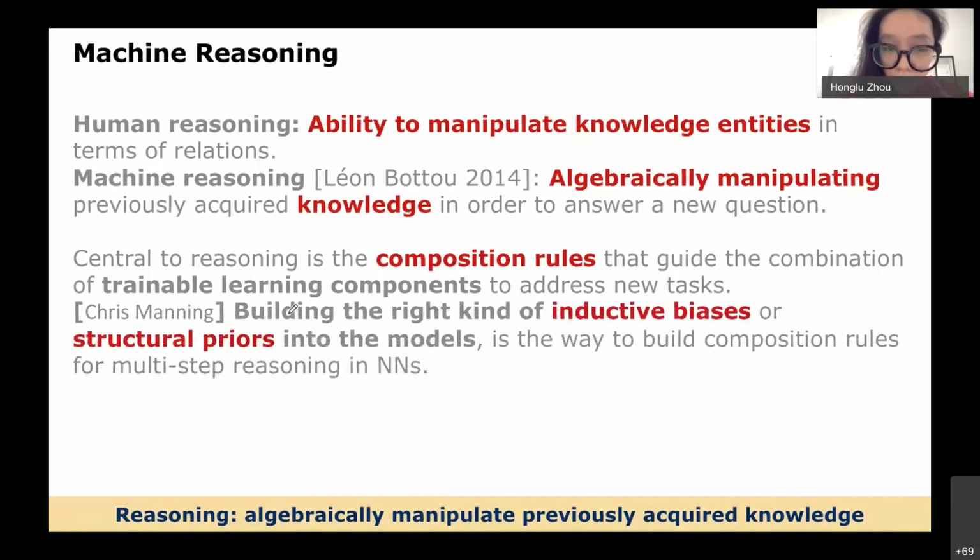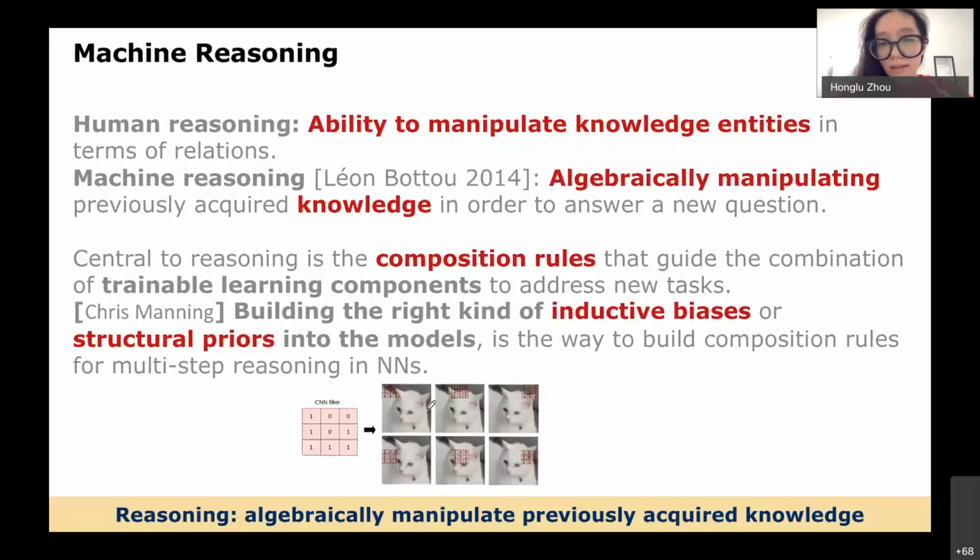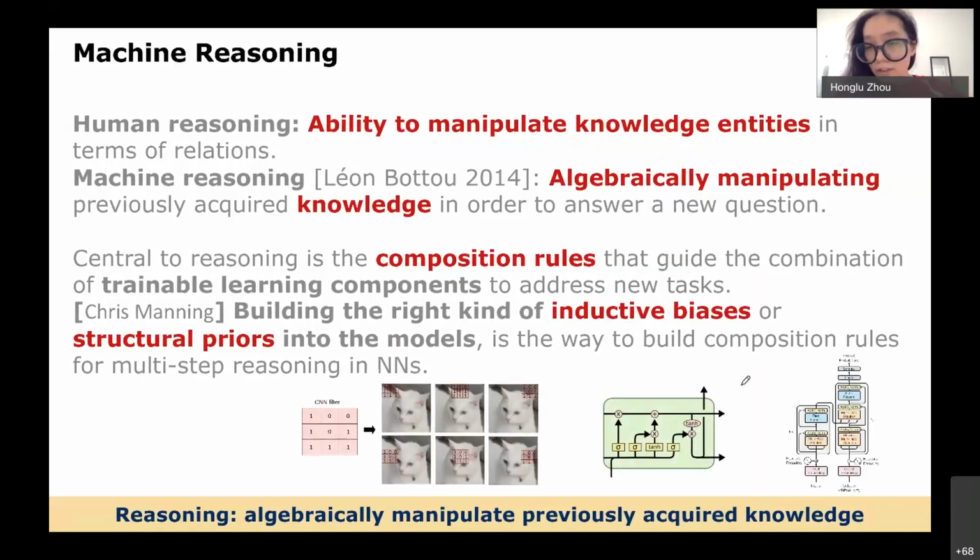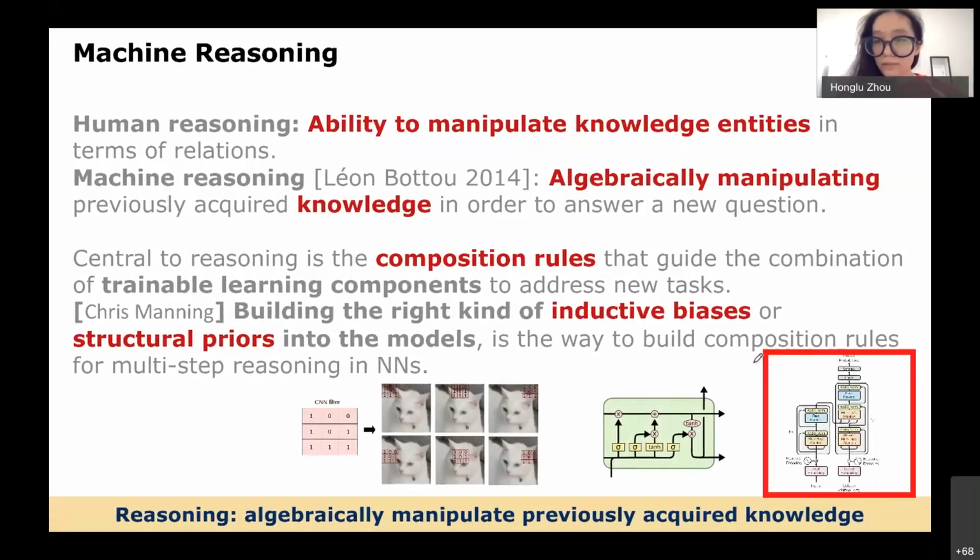Chris Manning further suggested that building the right kind of inductive biases or structural priors into the models is the way to build composition rules for multi-step reasoning in neural networks. And those successes include convolutions and gating that you can find in LSTMs, and attention mechanisms. And our work falls into the last category.